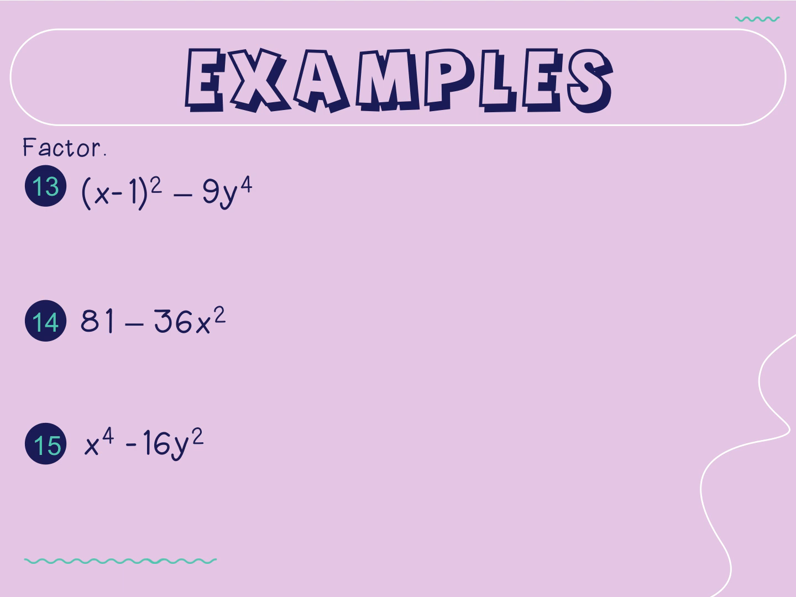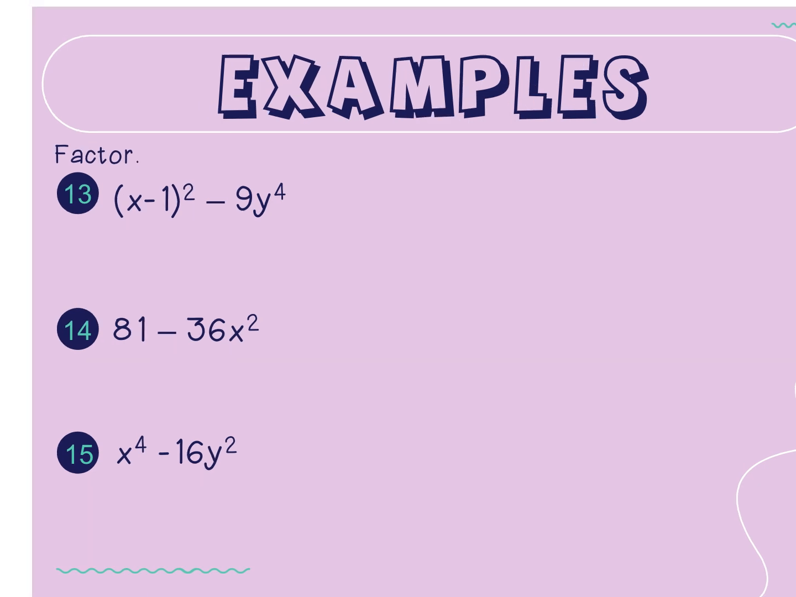All right, doing some more examples. Another difference of squares. I see it here with this x minus 1 squared minus 9y to the fourth. These are both perfect squares. That first one, when you square root it, is going to get you an x minus 1.